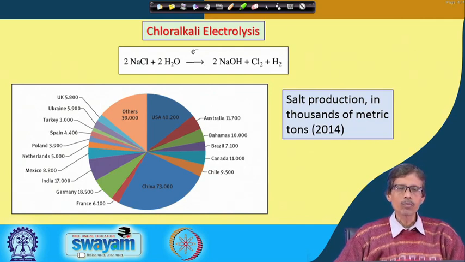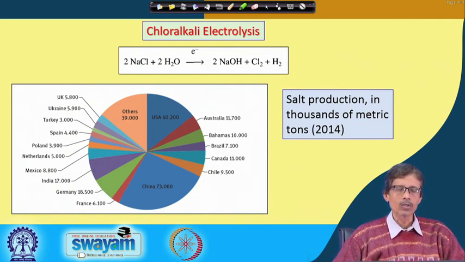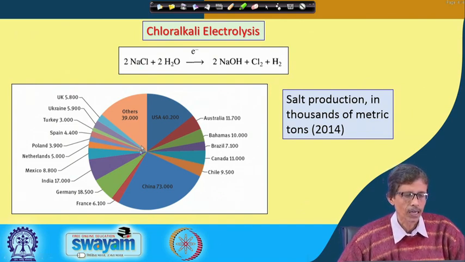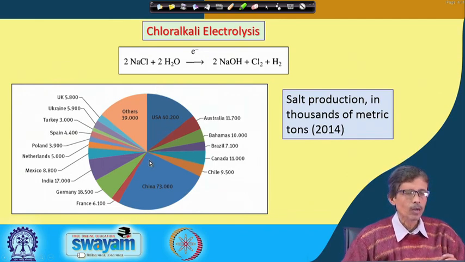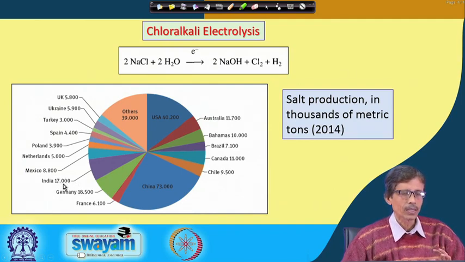So, in terms of salt production in thousands of metric tons, what we see from this pie chart is that the major share is from China. China has a huge reserve, from the ocean source, the surface source, or the earth crust. Next is USA, and compared to that, 73,000 and 40,200 in metric tons of production of this salt, that means sodium chloride only. The production for India is not very less even, it is 17,000.